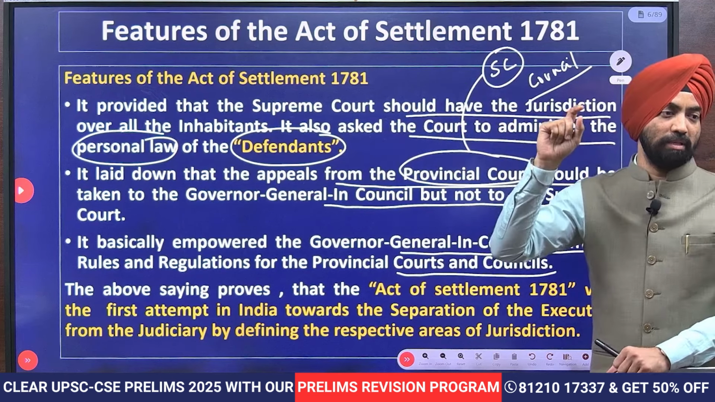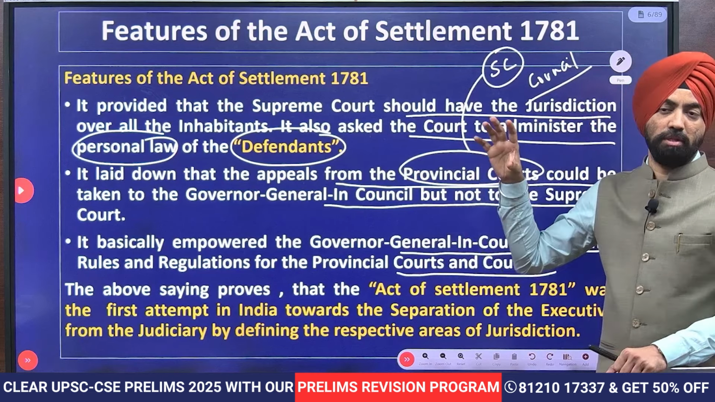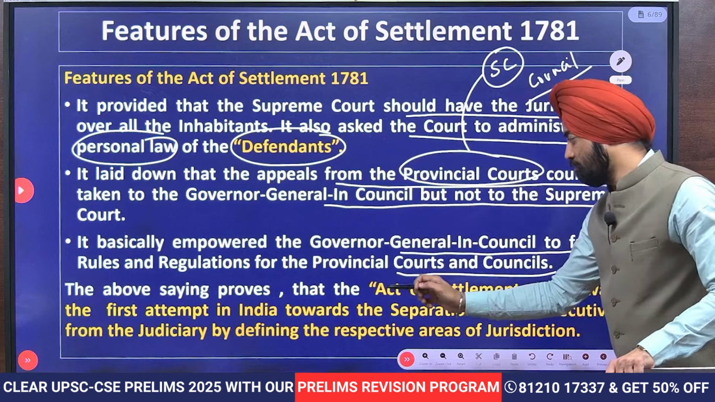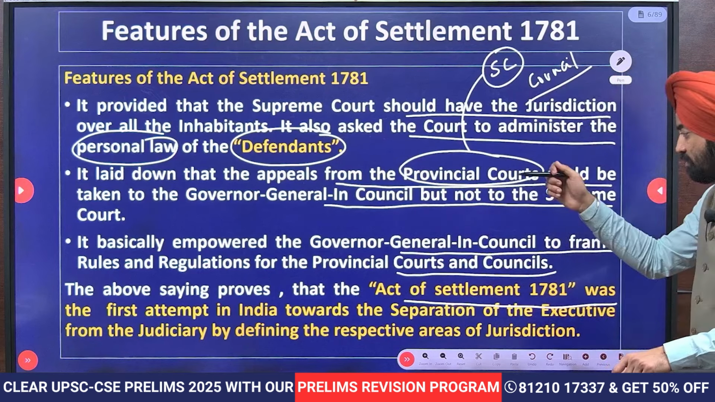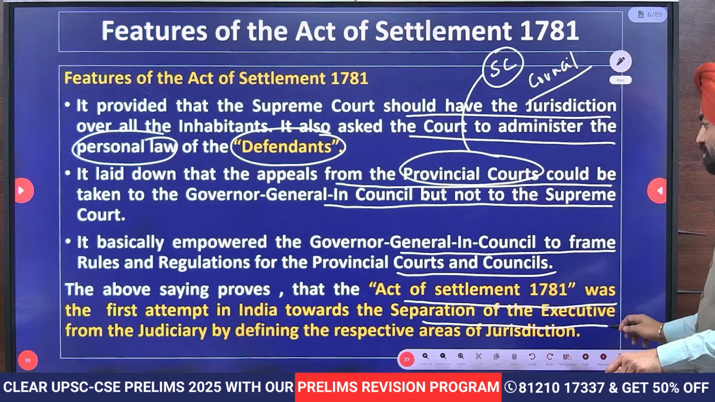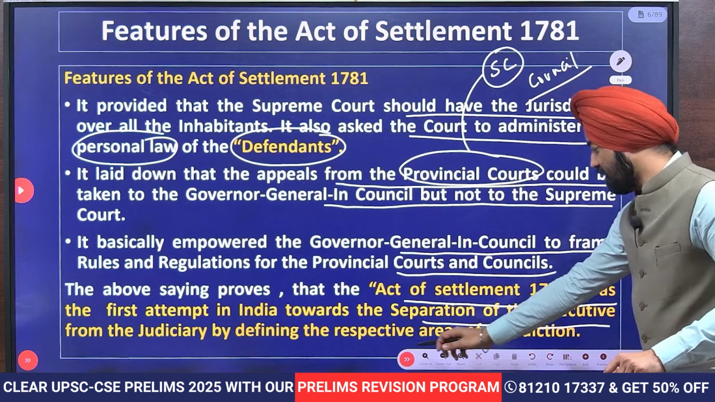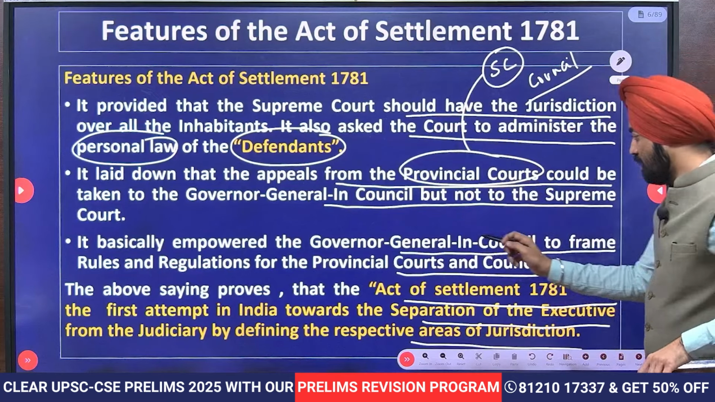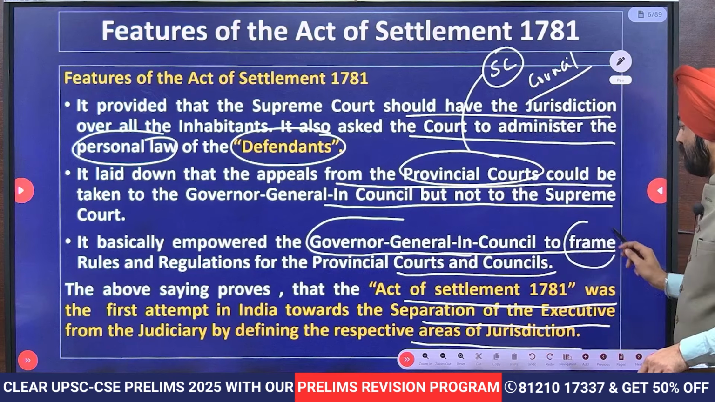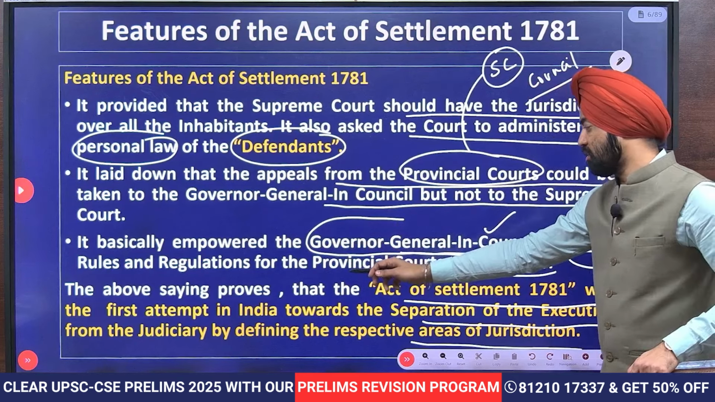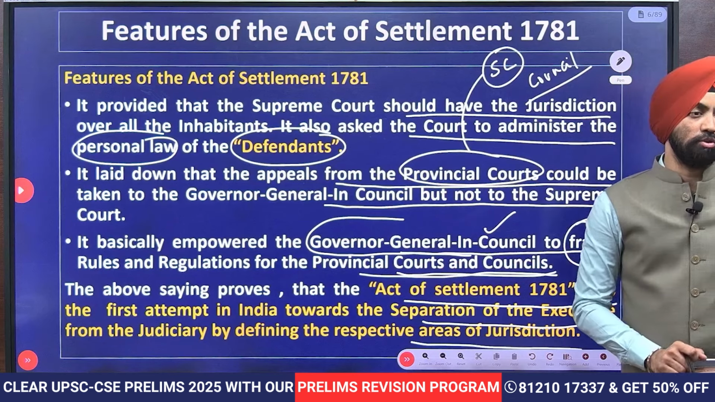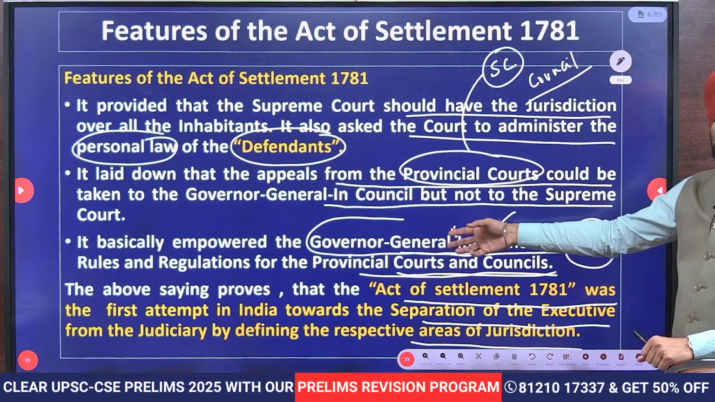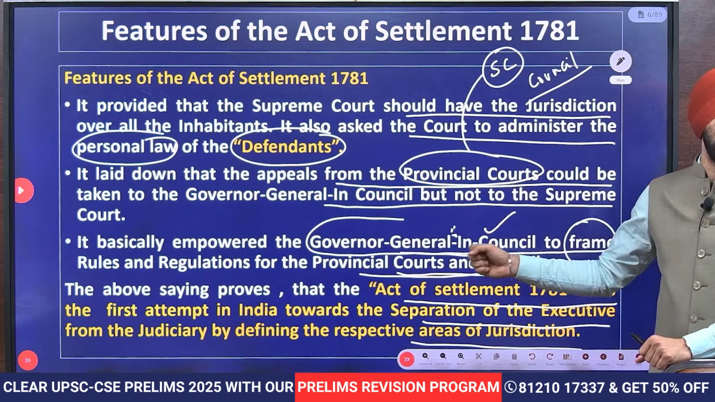A statement will come. It means it is a right statement because the powers of the court were largely curtailed here, right? Then the statement says that the Act of Settlement was the first attempt in India towards the separation of executive from the judiciary by defining the respective areas of jurisdiction. This is a statement exactly opposite, in the sense that he is giving the council the power to make rules and regulations for the provincial courts and the council. So he is making a statement of separation, but on the ground what is happening? Centralization is happening and not separation.